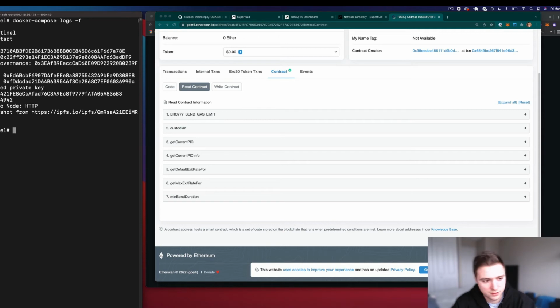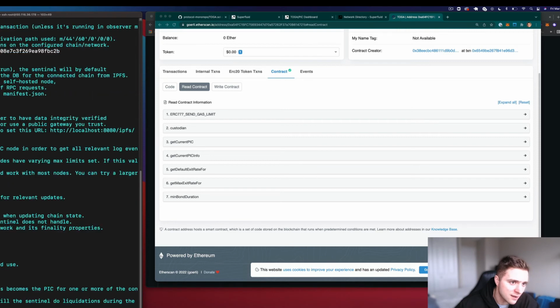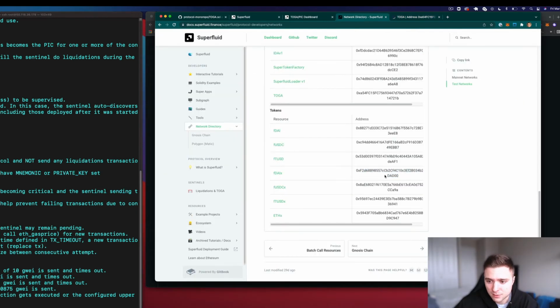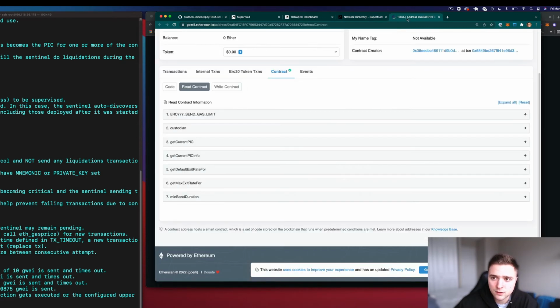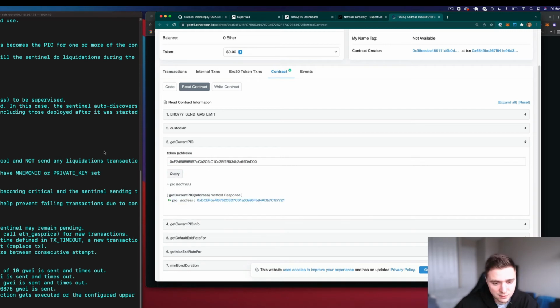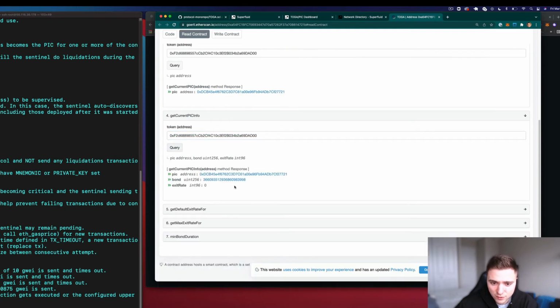So while this loads, let's go back to my .env file. The address that I'm using as the PIC is this one here. It ends in 7721. I've copied this address, so we're going to query for the DAX PIC. If I do get current PIC, we can see that this is indeed the PIC. So I am the PIC, which is awesome. If you want to see more information about the bond and the exit rate for the PIC, I have a 0 exit rate, so I'm not having any amount flow out, and I have a bond that is worth about 366 tokens.